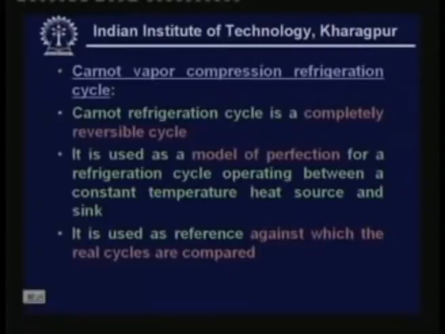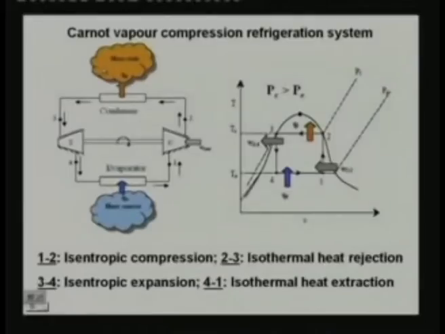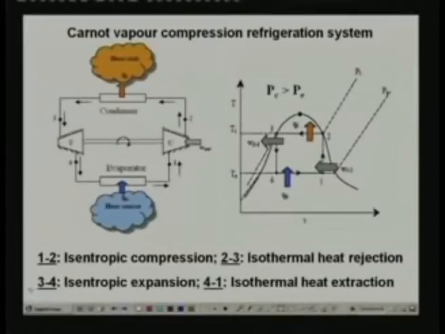Now let me explain Carnot vapor compression refrigerant cycle. As you can see here, the Carnot refrigerant cycle consists of four basic components: the compressor, condenser, turbine and an evaporator. And the cycle as shown on the TS diagram here consists of four basic processes. Process 1 to 2 is isentropic compression, process 2 to 3 is isothermal heat rejection, process 3 to 4 is isentropic expansion in the turbine, and finally process 4 to 1 is isothermal heat extraction.